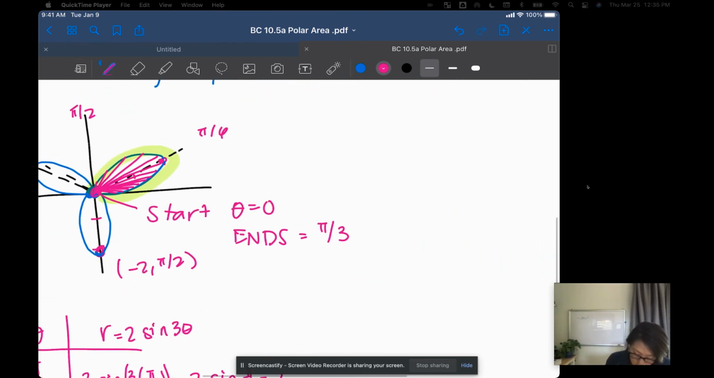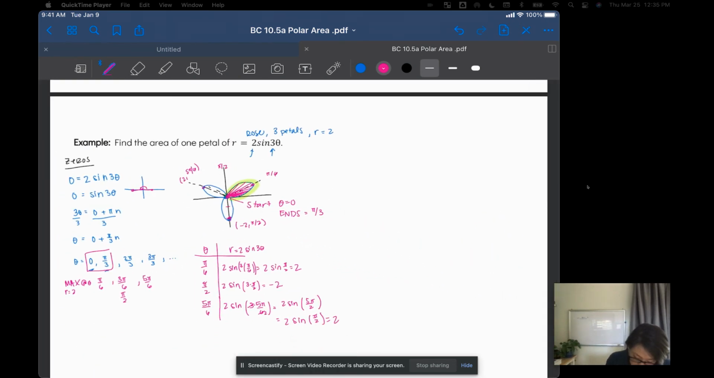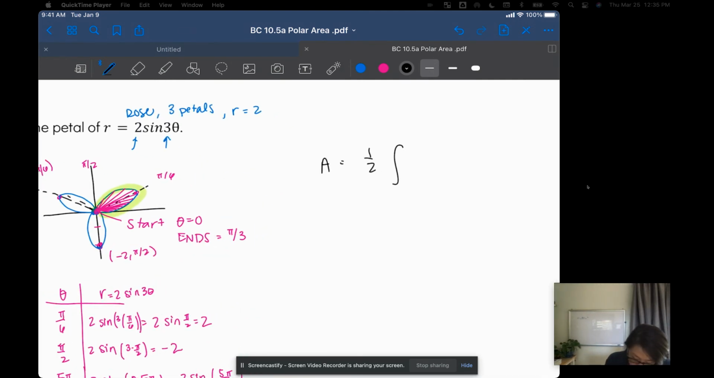Okay, so to get our area, the area is equal to 1/2 times the integral from 0 to pi over 3 of 2 sine 3 theta, or r, squared d theta. And I'm going to substitute that into my calculator.